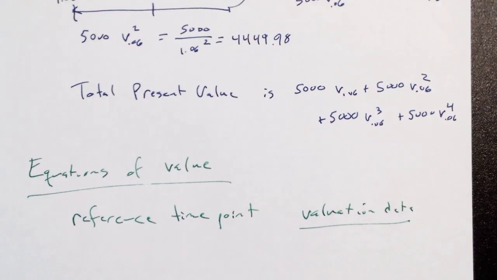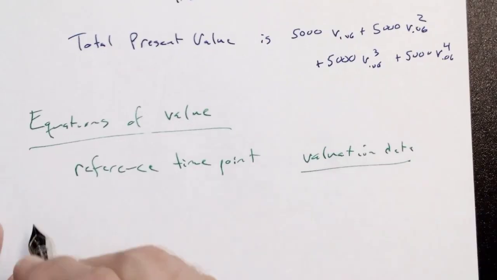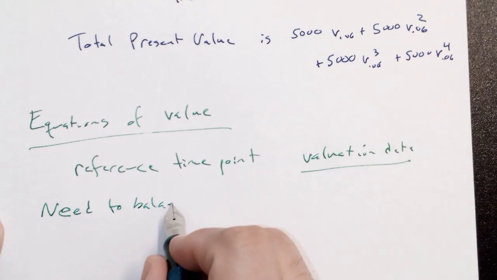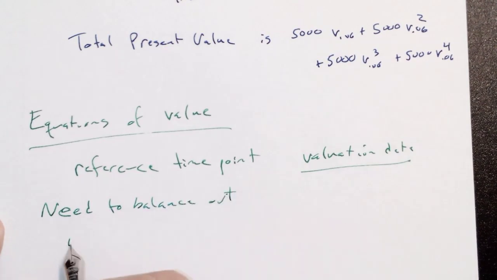And once we have this idea, I need to find the value on that day of all the money that needs to go out and all the money that needs to come in. Whether the time it goes out is before today or after today, whether the time it comes in is before today or after today. So I need to balance out two things.